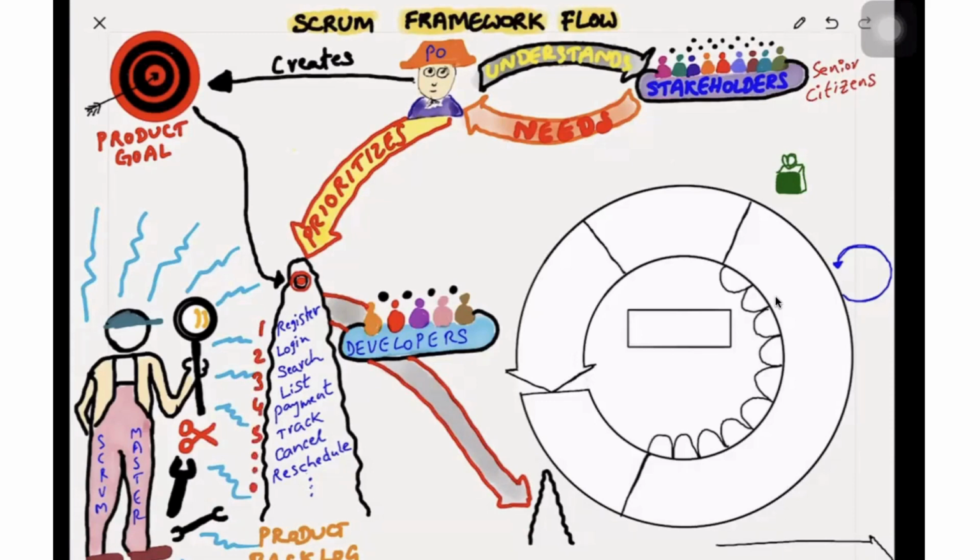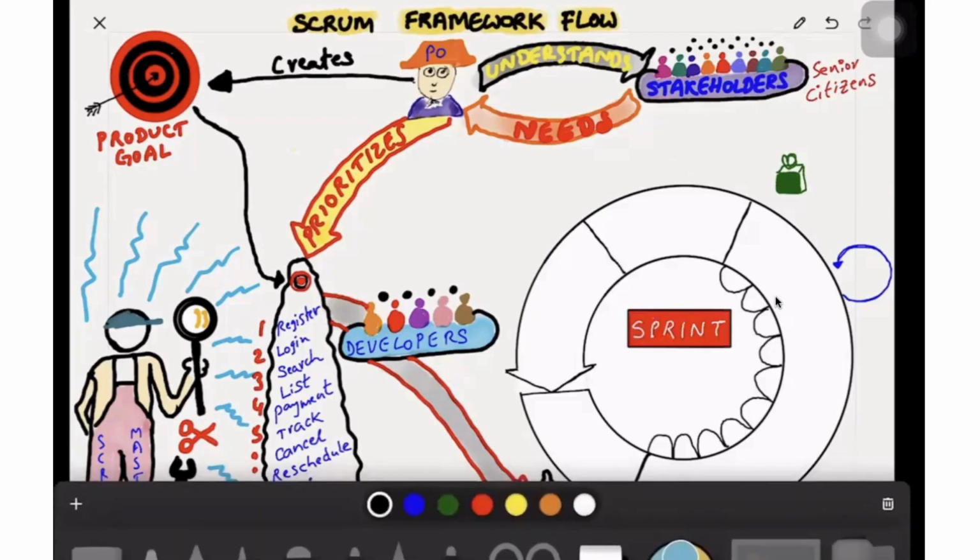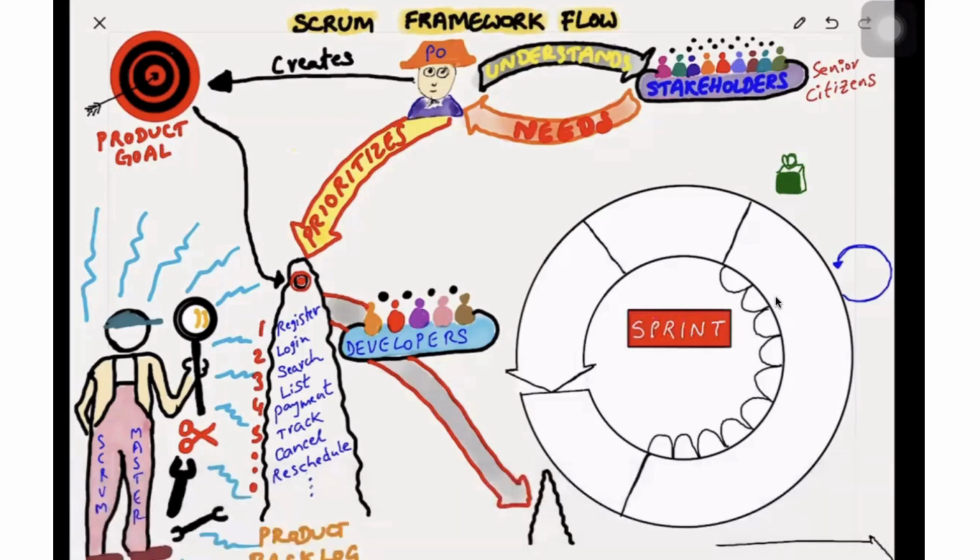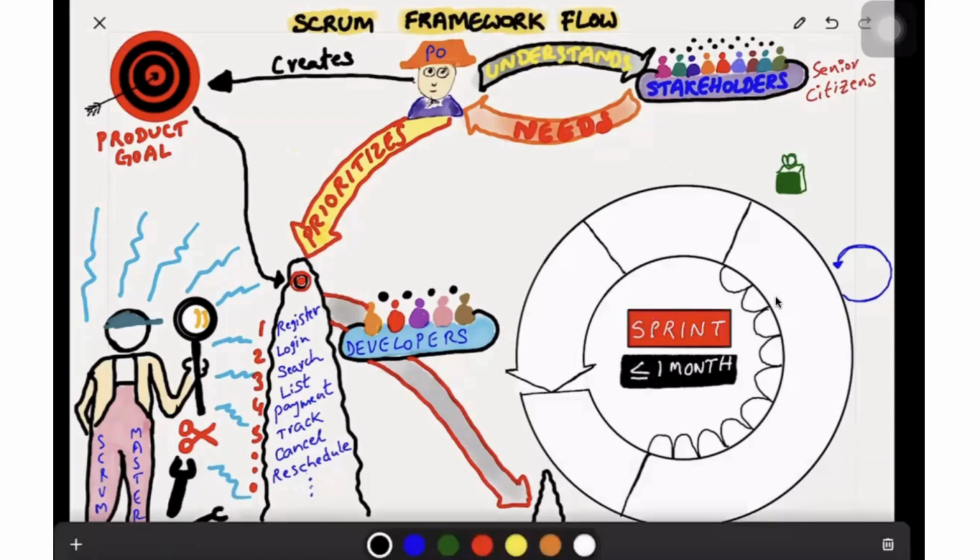So the developers will help the product owner to estimate those items. Once they have enough items lined up, they start sprinting. Sprint is a container event, which consists of the other 4 events: sprint planning, daily scrum, review, retrospective. According to Scrum, the recommended sprint length is less than or equal to 1 month.